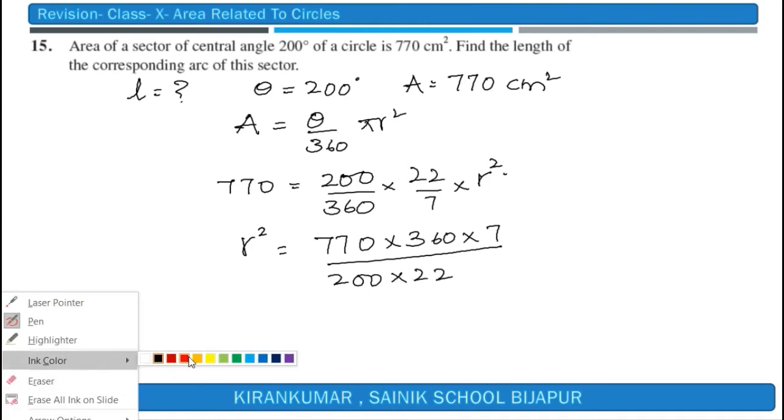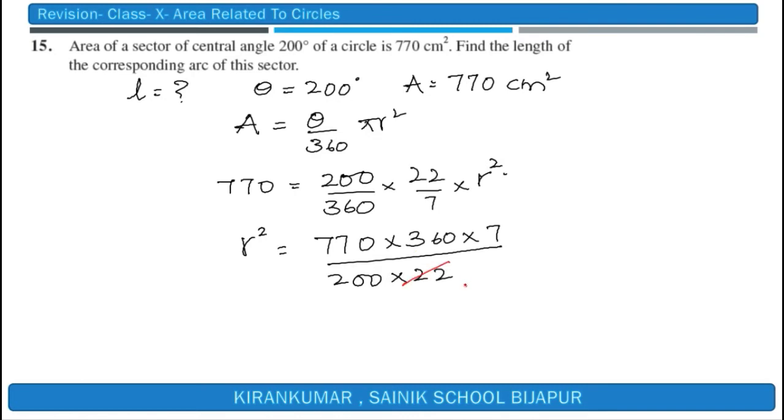Let's simplify. 11 2 times, 11 70 times. One of the 0 gets cancelled. We have 4 9s are 36, 4 5s are 20, 5 2s are 10. One 0 gets cancelled. We'll be getting 49 into 9. Taking the root, it becomes 7 times 3, which is 21 centimeter.